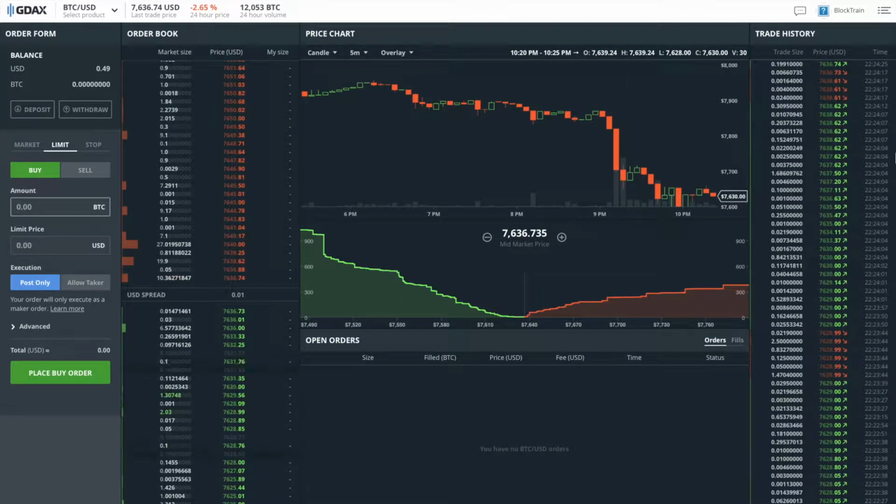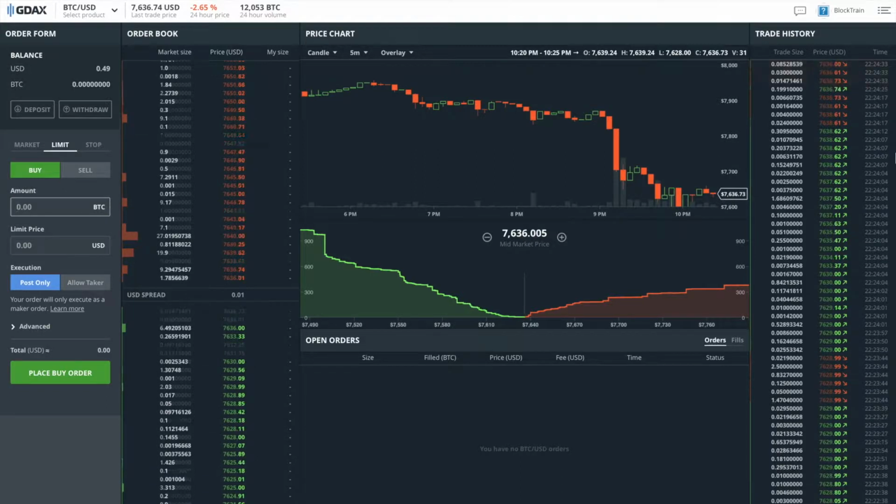Hey guys, Blocktrain here, and today I wanted to give you a little walkthrough of GDAX, just enough to show you how to buy Bitcoin through Coinbase and through GDAX for no fees at all, zero fees.